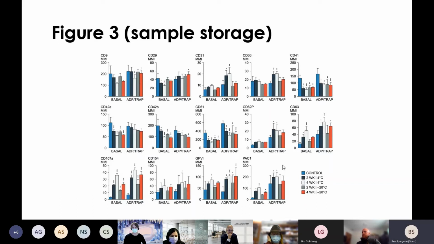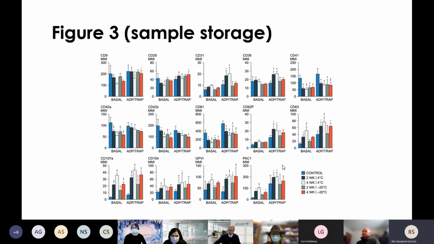And so figure 3 shows the effect of sample storage on signal intensity. So it's not always possible to analyze samples immediately, especially when samples are prepared off-site. So the storage of stained and fixed samples is sometimes necessary. And so we wanted to assess the effects of sample storage on the staining of our 14 platelet markers.